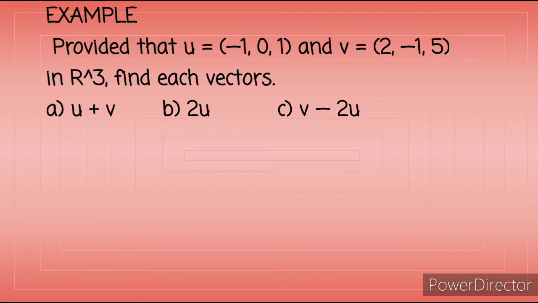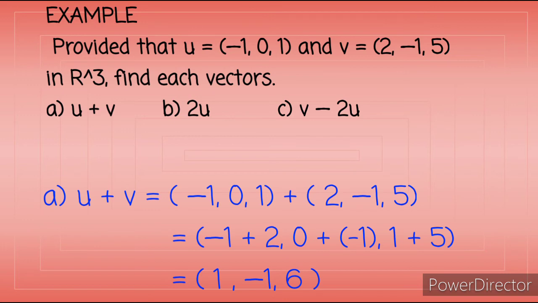Let's have an example of standard operations in n-space. Provided that u is equal to (-1, 0, 1) and v is equal to (2, -1, 5) in 3-space, find each vector: a, u plus v; b, 2u; and c, v minus 2u. Let's first solve letter a, u plus v. Substitute the values of u and v, then u plus v is equal to (-1, 0, 1) plus (2, -1, 5).